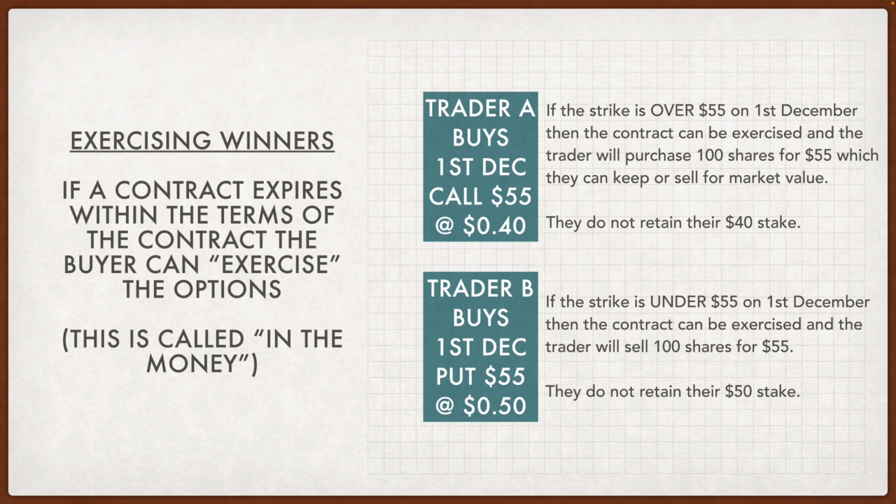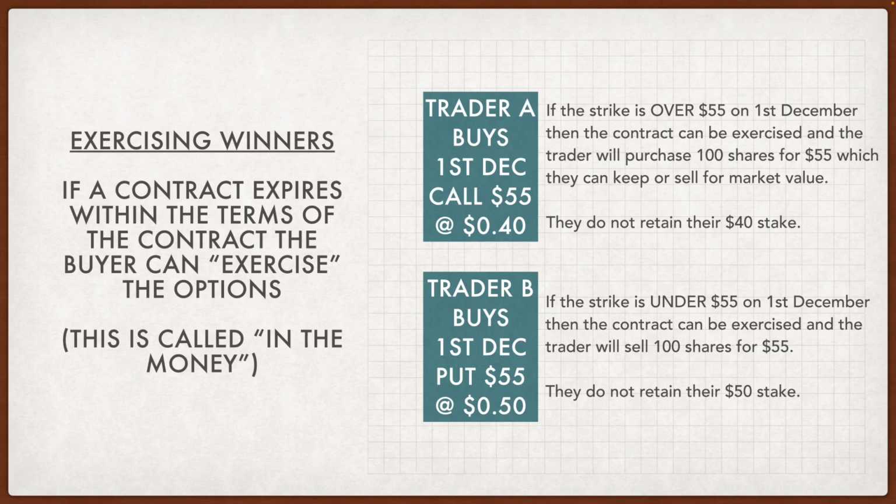If the stock is under $55 on the 1st of December, then the contract can be exercised and the trader can sell 100 shares for $55. Note that with most brokers you don't need 100 shares in order to sell them. That's an advanced topic, but it's important to understand that you don't necessarily need the shares in your account to profit from a put.